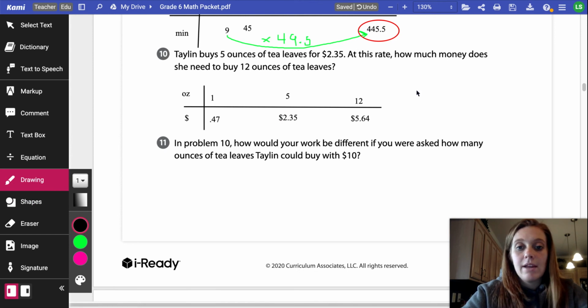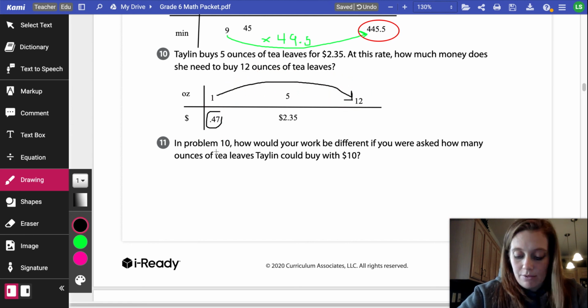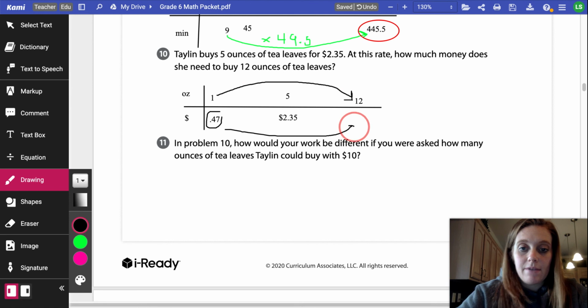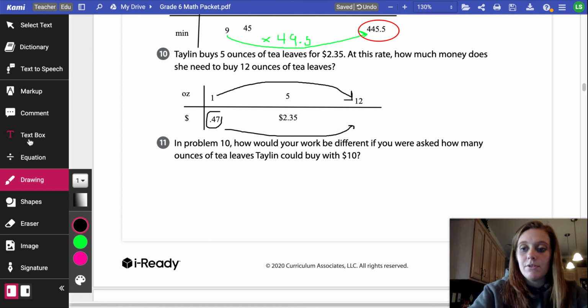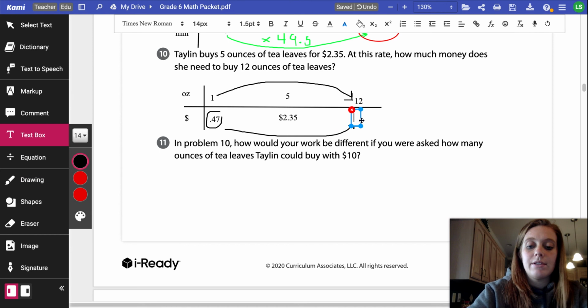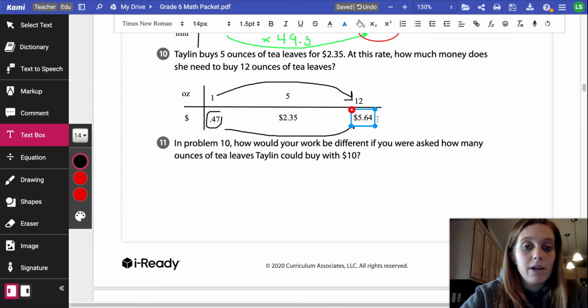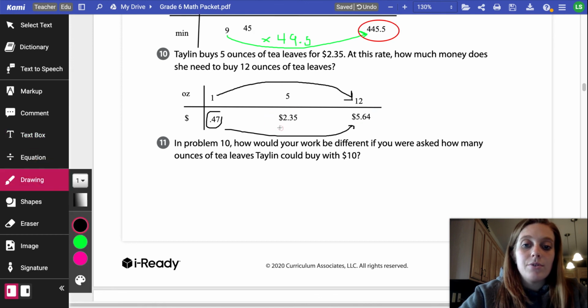All right, for this one, again, I found a unit rate, so I reduced by dividing by 5, and I found out that 1 ounce of tea would cost, whoops, sorry, that's supposed to be a division sign, 47 cents. So then from there, I would need to multiply 47 times 12. And it gives me a solution of $5.64. Again, you guys have access to a calculator on this, so if you need it, use it. Just make sure that you're showing how you got those numbers. So again, I multiplied by 12 to keep that ratio equivalent.